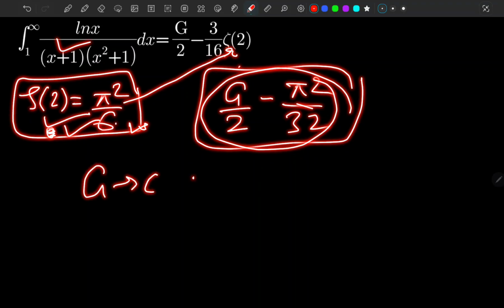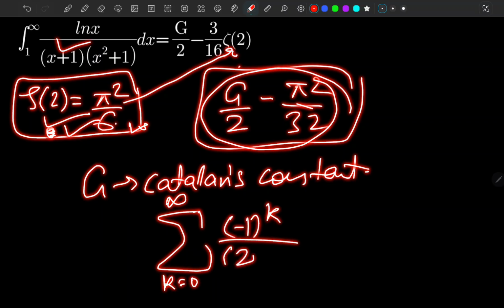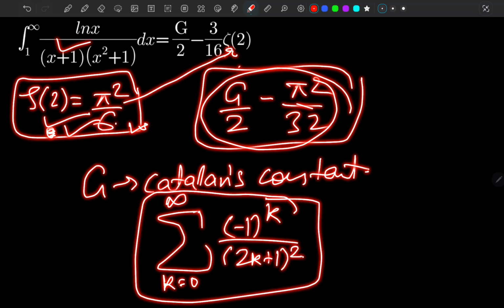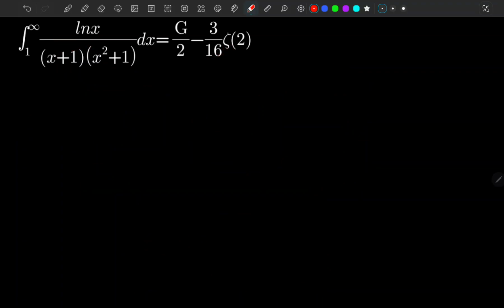So what's G here? G is Catalan's constant. It's an infinite sum that looks like this: the sum from k equals 0 to infinity of (-1)^k over (2k plus 1) squared. This infinite sum is known as Catalan's constant, which is represented with G. Now, this integral is not easy to evaluate at all.